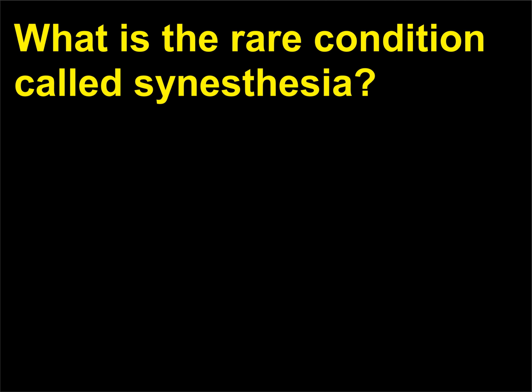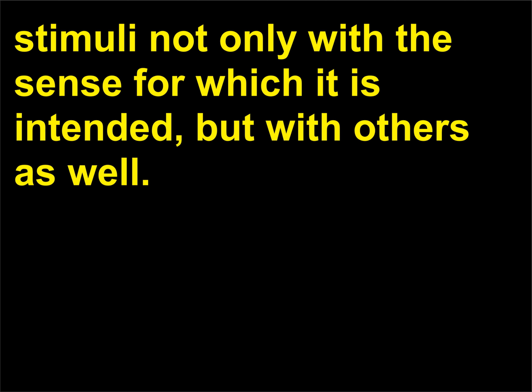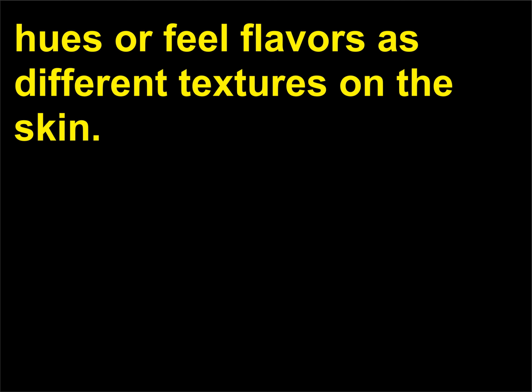What is the rare condition called synesthesia? Synesthesia, or cross-perception, is a condition in which a person perceives stimuli not only with the sense for which it is intended, but with others as well. For example, a synesthete may see musical notes as color hues, or feel flavors as different textures on the skin.